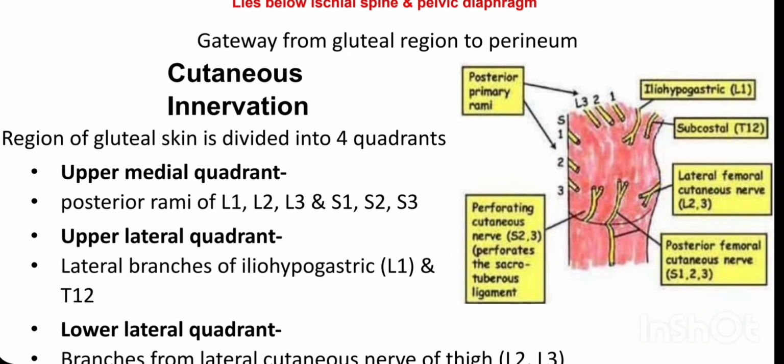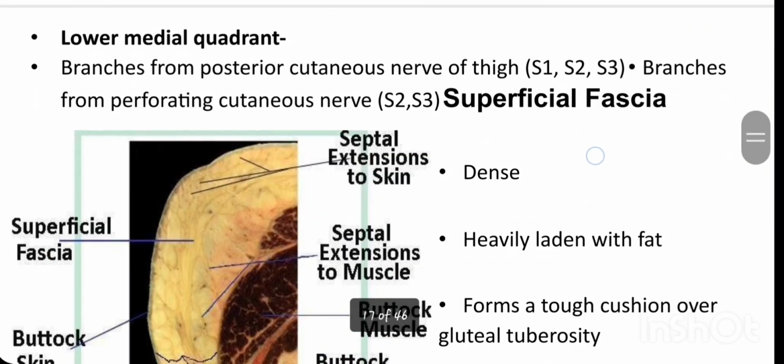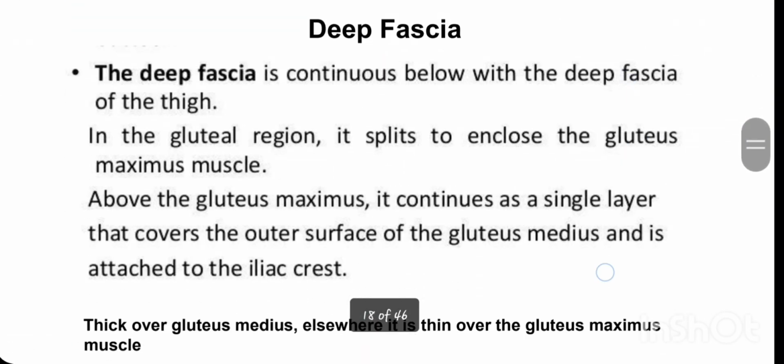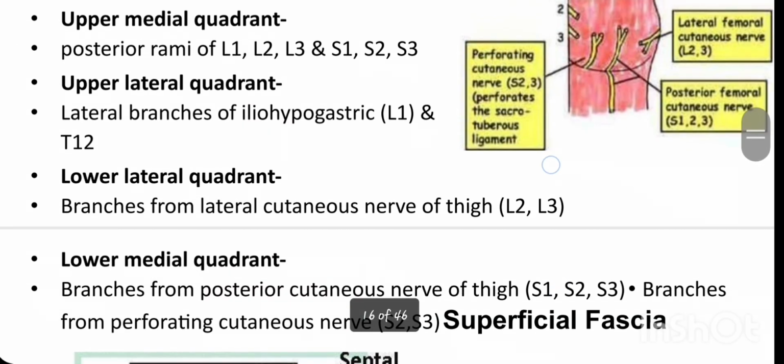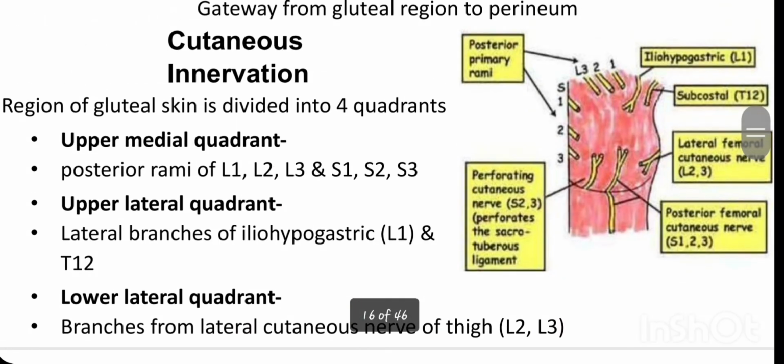According to the cutaneous nerve innervation, we will be seeing about it. This cutaneous innervation is normally present in the superficial fascia of the gluteal region. This gluteal region is divided into four quadrants: the upper medial quadrant, upper lateral quadrant, lower lateral quadrant, and lower medial quadrant.